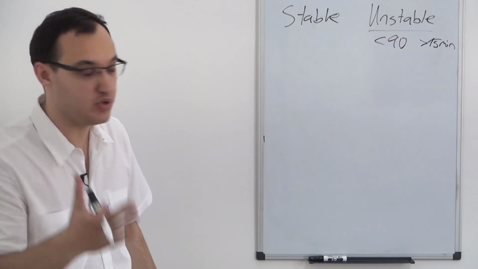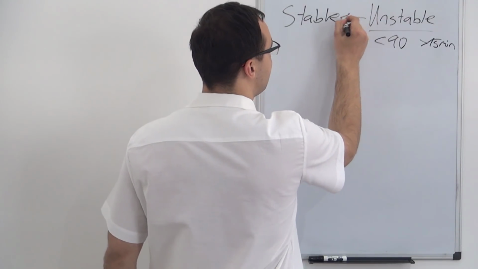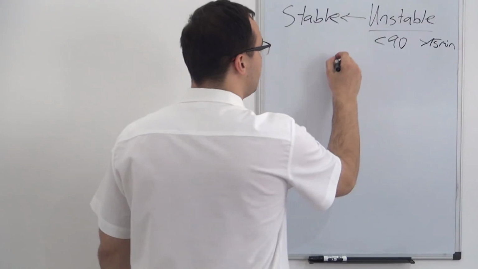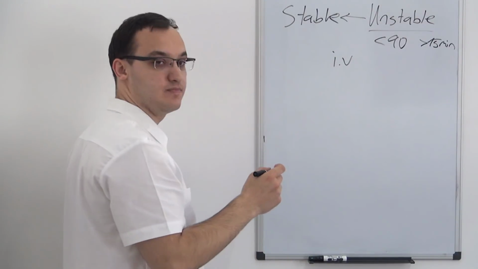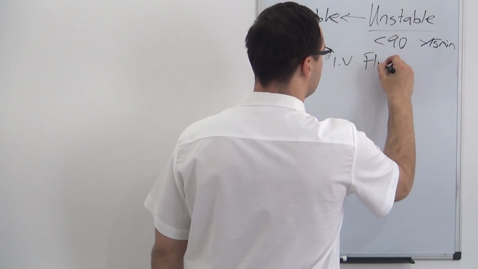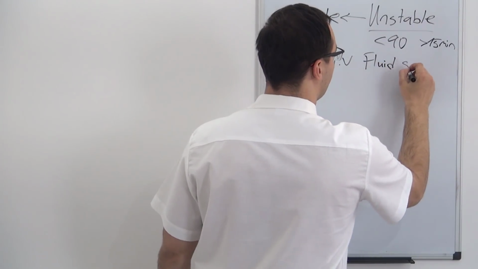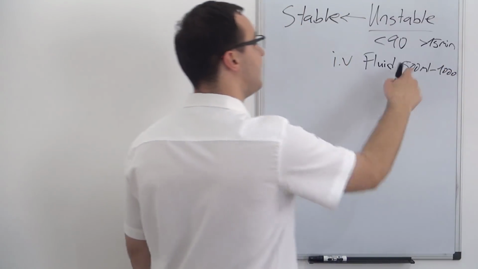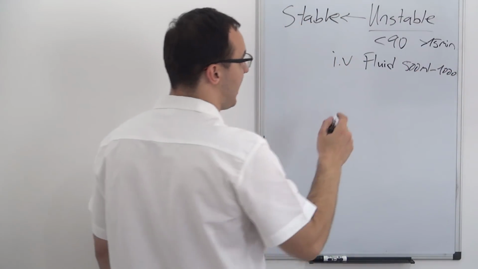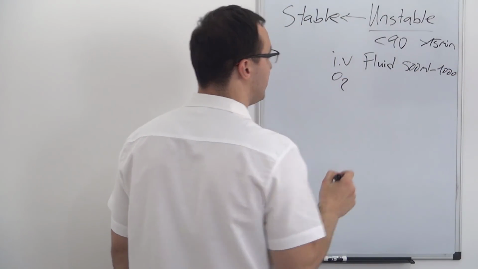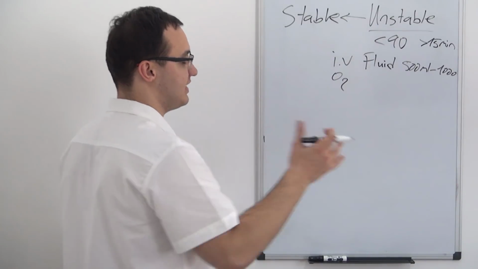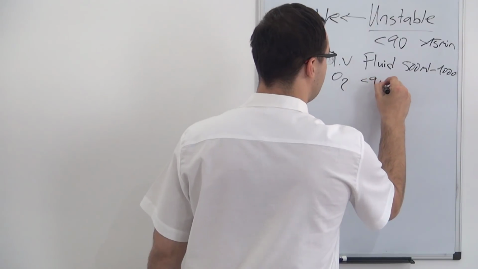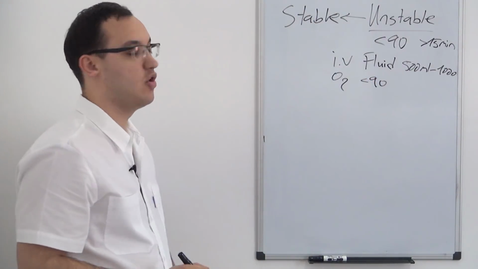What do I need to do with unstable patients? I need to make them stable. And how do I make the unstable patient stable? I give them intravenous fluid. So we give fluid, and this fluid has to be around 500 milliliters to 1000 milliliters. Then I give oxygen because the oxygen level has to be more than 90%. So if I see that the oxygen is less than 90, then I need to give oxygen.